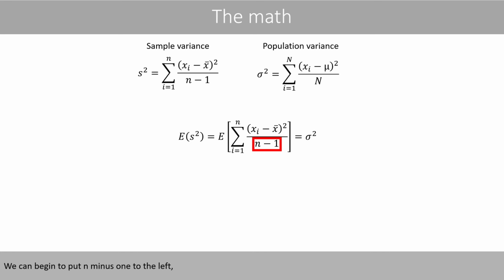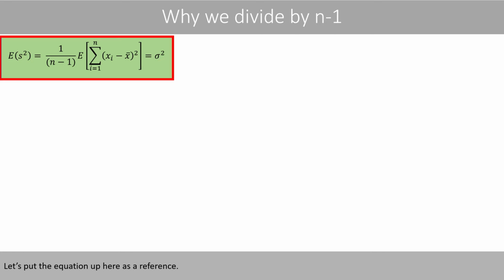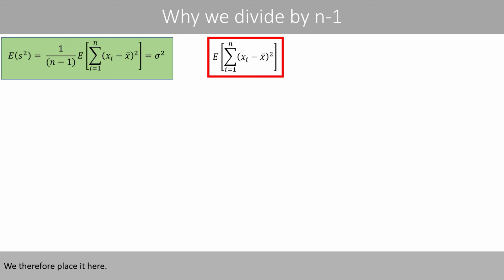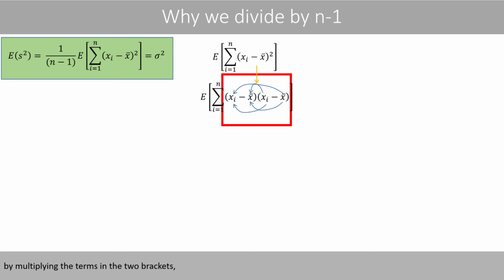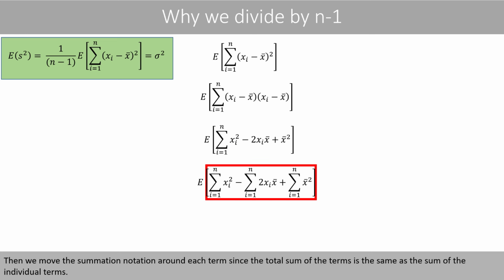I will now show mathematically why we divide by n-1. We can begin to put n-1 to the left, like this, because that will not affect the mean value of the sample variances. Let's put the equation up here as a reference. We will now focus on rewriting this part. We therefore place it here. Let's expand this square by multiplying the terms in the two brackets, so that we get the following terms.